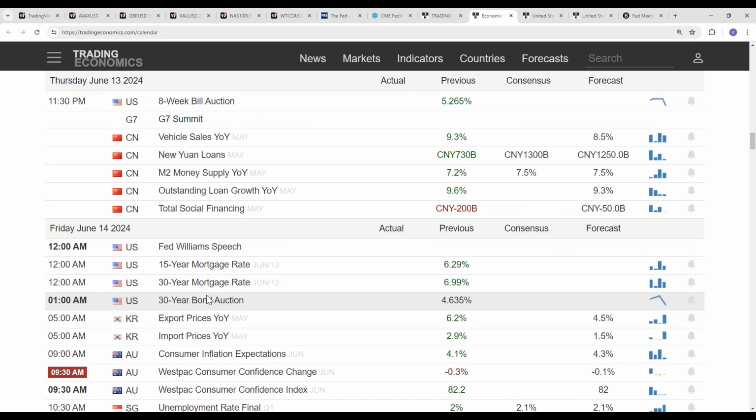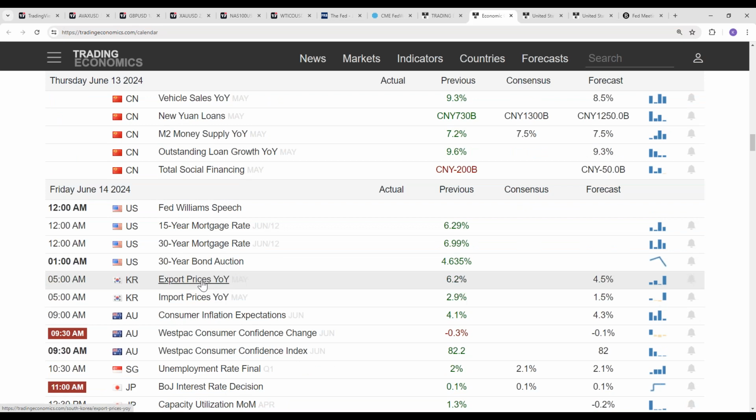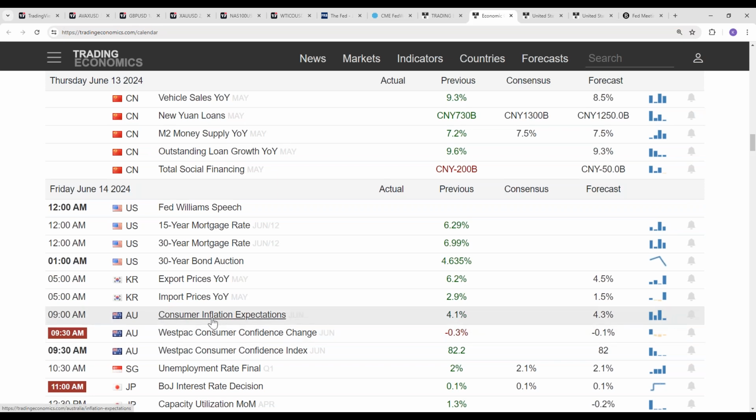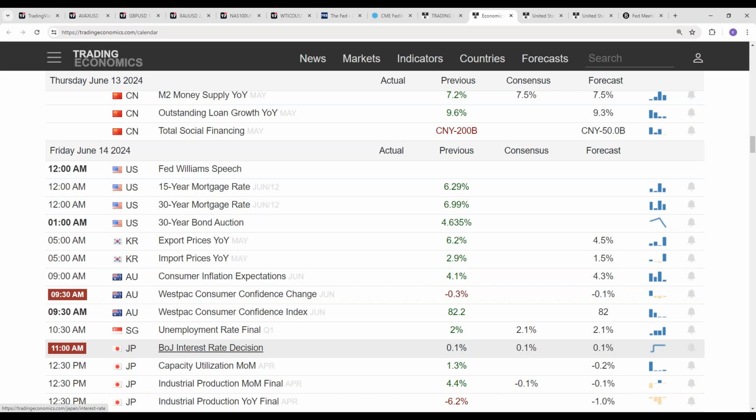So with that, before that on Friday, we also do have the start of our Asia session. We have Australia consumer inflation expectation at 9 a.m. and most important will be the BOJ interest rate decision at 11 a.m. Singapore time. So we will talk more about that at the start of our daily dose for tomorrow.